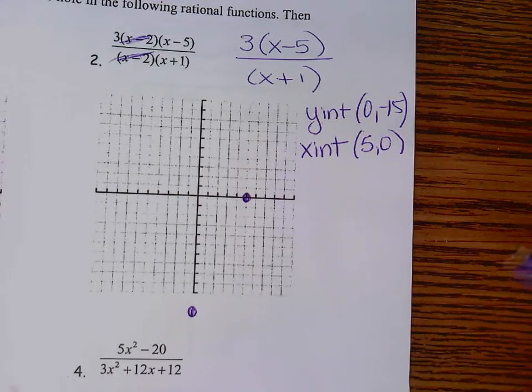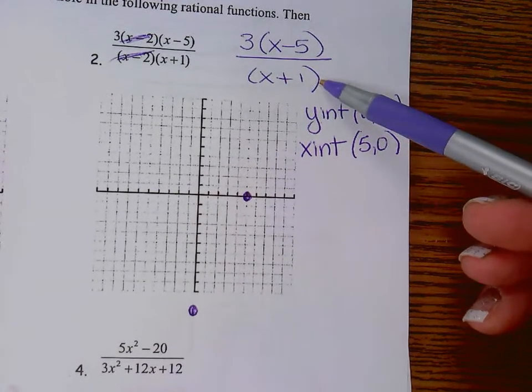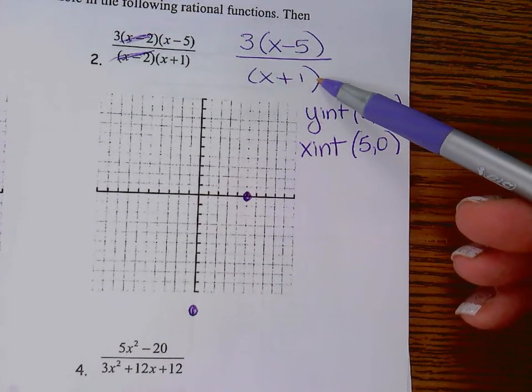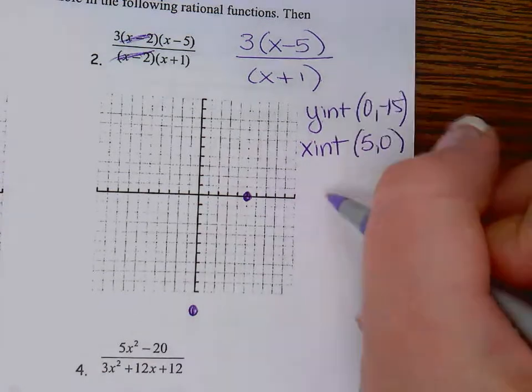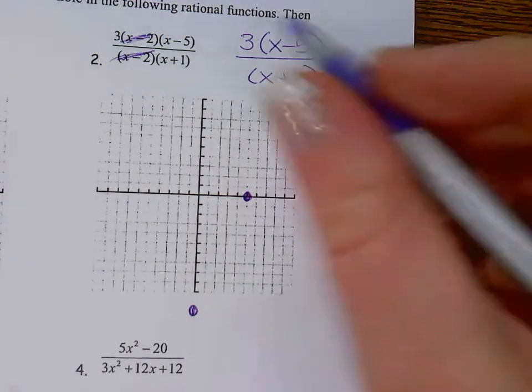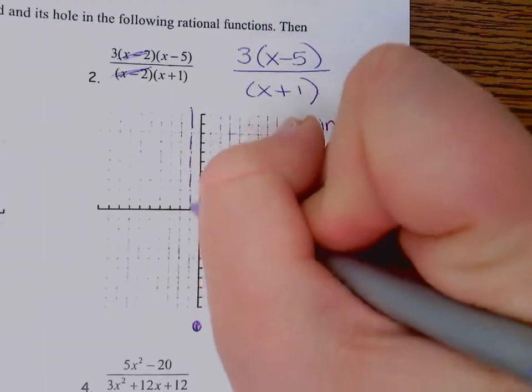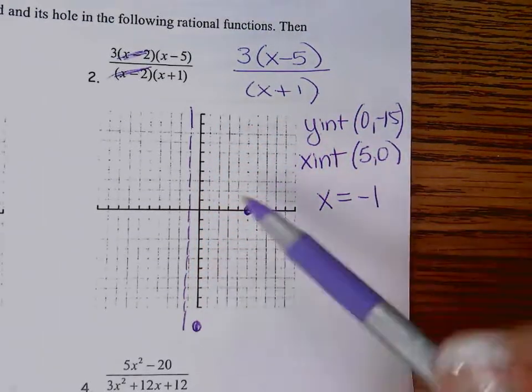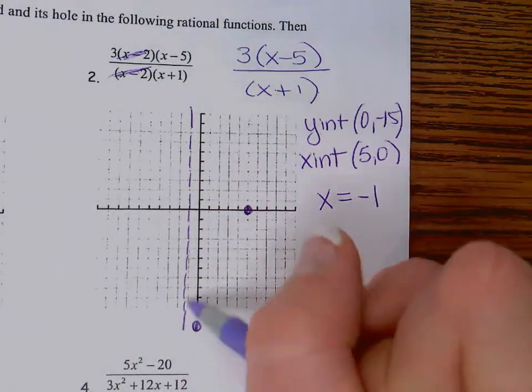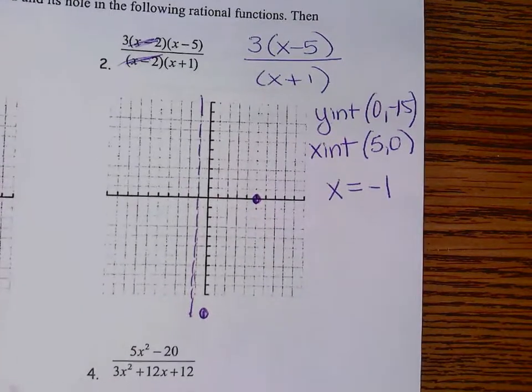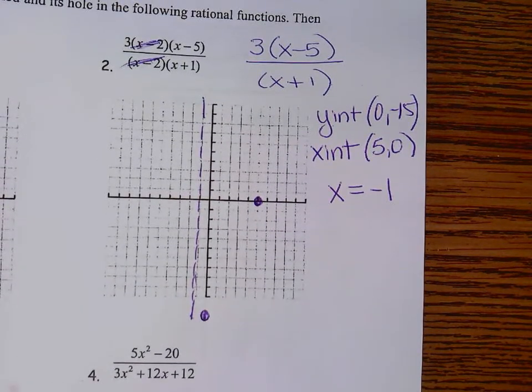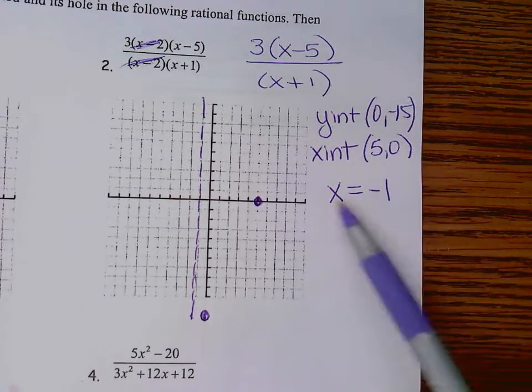Now I look at just the denominator. What would make that be 0 and undefined? Negative 1. So x equals negative 1 is a vertical asymptote on my graph. And see, there's that elbow I was talking about bending towards that asymptote. And so we've done the numerator by itself. We've done the denominator by itself.